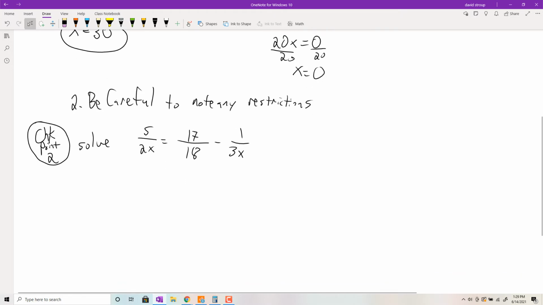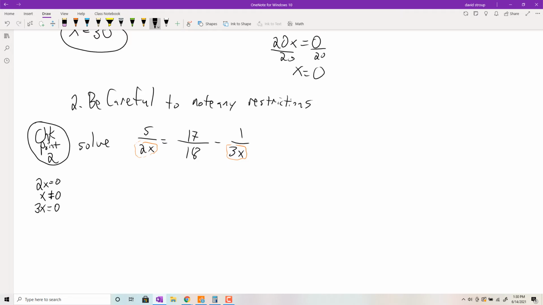Okay. So what we need to do for the restrictions is to take any denominator that has a variable, like this guy, and set those equal to 0. So 2x equals 0 and solve. These will give us restrictions. So if you put in x equals 0 into that first fraction, it won't work because you'll have division by 0. So x can't be 0 at the end of the day. If we take the other denominator, you'll get the same restriction.